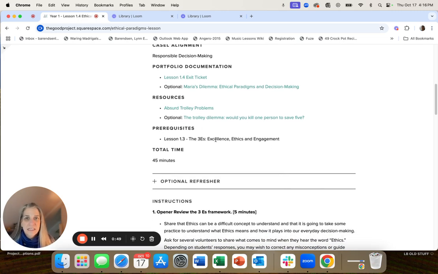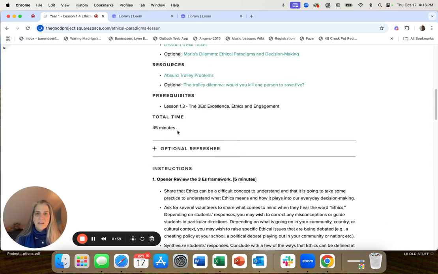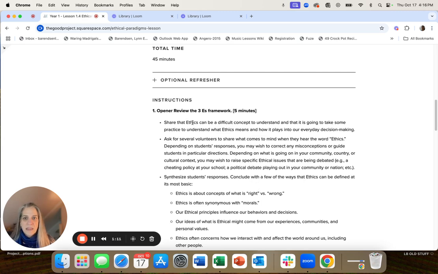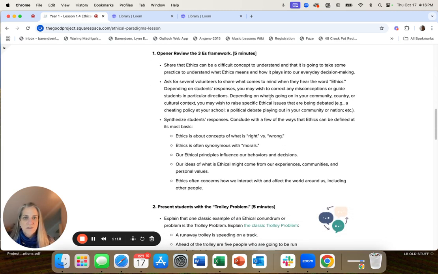The prerequisite is lesson 1.3, the one that came immediately prior, because students have already begun thinking about the 3 E's. And again, 45 minutes, although I'm going to suggest a few places where you can cut if necessary, because ethics is something that many students really want to dig deeply into. So we begin with a review about the idea of ethics, sharing that it can be a difficult concept, and ask for volunteers to begin to think about what their preconceptions of that word entail.